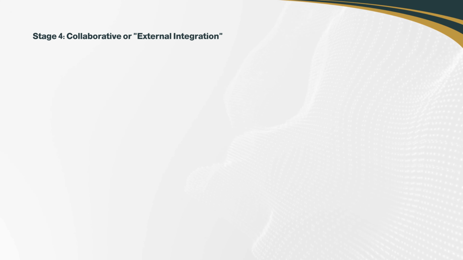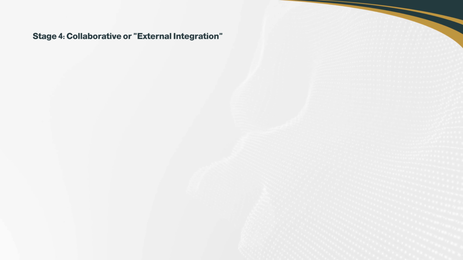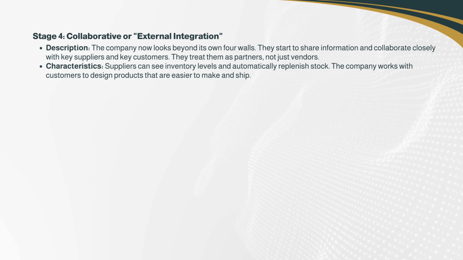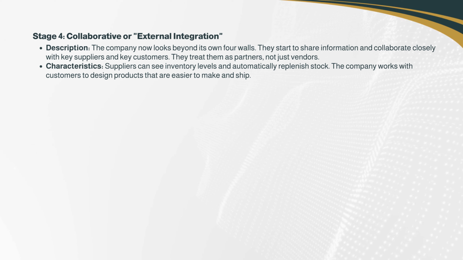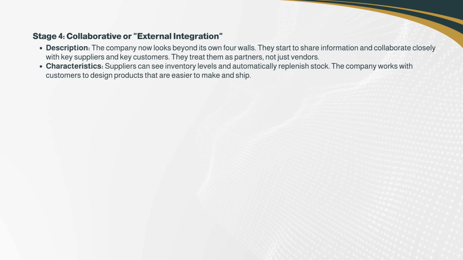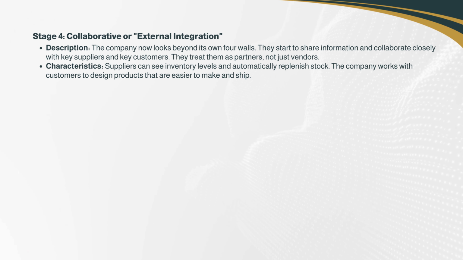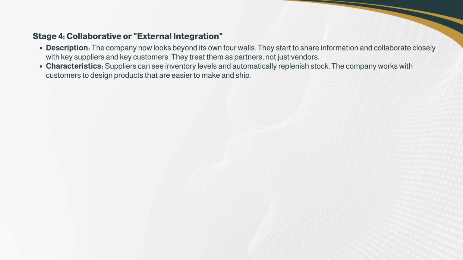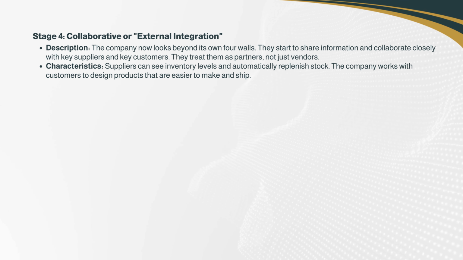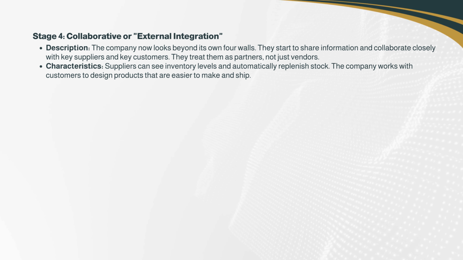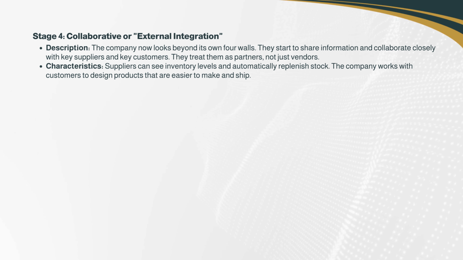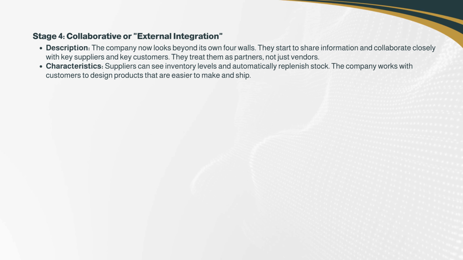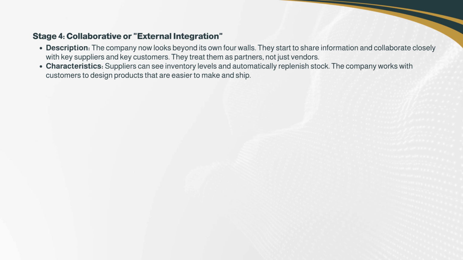Stage 4. Collaborative or external integration. Description: the company now looks beyond its own 4 walls. They start to share information and collaborate closely with key suppliers and key customers. They treat them as partners, not just vendors. Characteristics. Suppliers can see inventory levels and automatically replenish stock. The company works with customers to design products that are easier to make and ship.